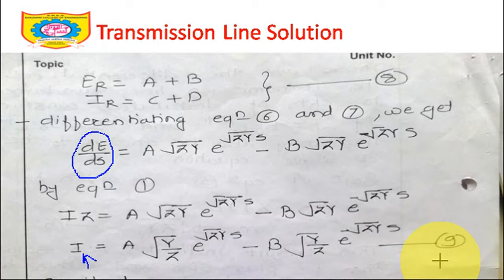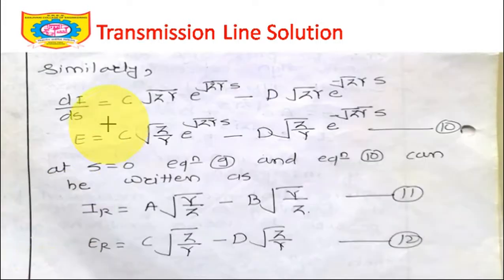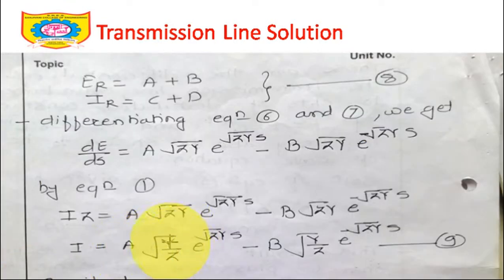Similar steps we can apply for E, that we will take, differentiate equation number 7 with respect to s. So I will get dI by ds and I will get in terms of C and D. And finally this is the expression for E we have got. So this is expression number 10 for E, C root z by y into e raised to root zy s minus D root z by y e raised to minus root zy into s. And for I we have got root y by z, A root y by z. These terms will remain same.